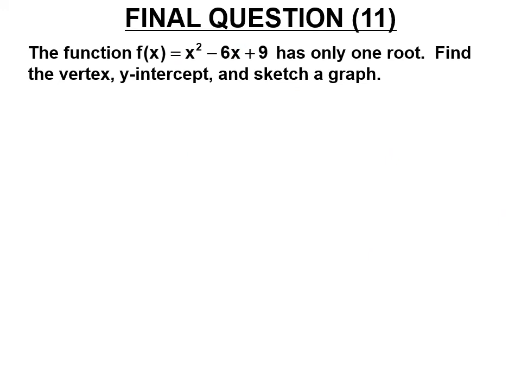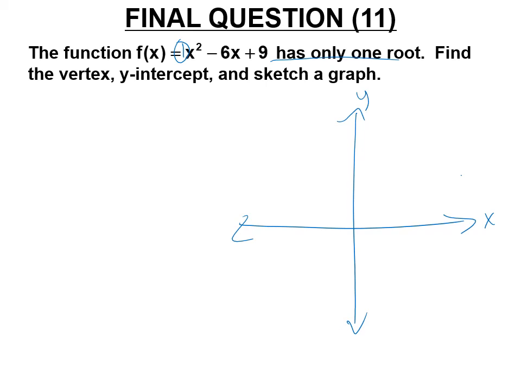Okay, so let's... Now, this one says it has only one root. That means it goes to the x-axis and touches it and then goes away. And we know it faces up because that's a positive one there. So the vertex, so let's think about this. So we have our x and y axis, and we know the y-intercept is 0, 9. 1, 2, 3, 4, 5, 6, 7, 8, 9, okay? And we know it has only one root.